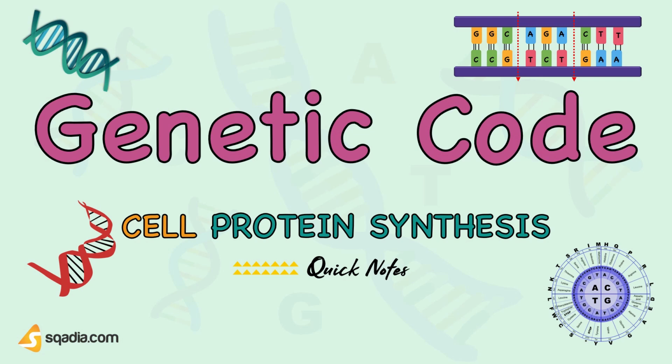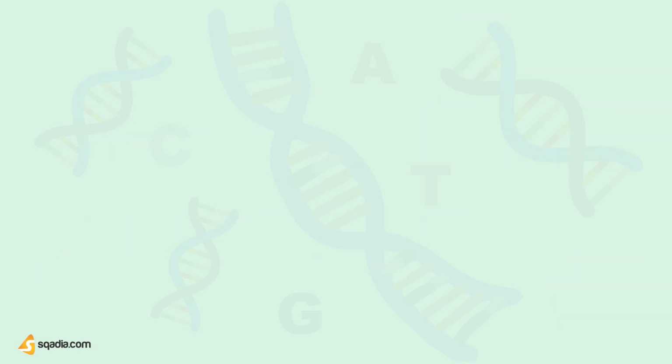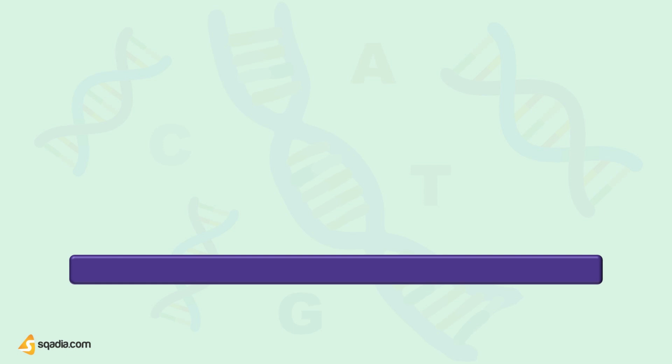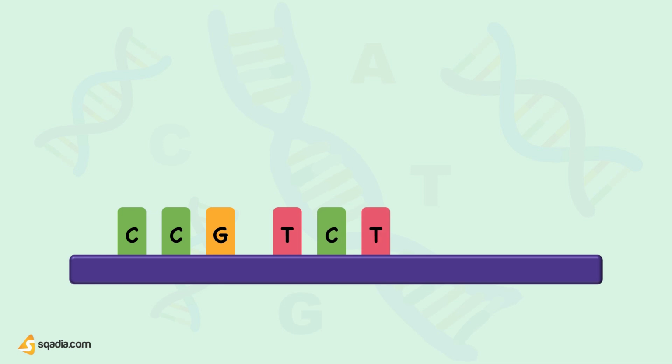Before diving into gene code, let us solve a problem statement. Let's say that you have a sequence of DNA that is represented in the following way: CCG, then TCT, and then GAA. What do you think would be the attachment of the base pair to the opposite side of these sequences?